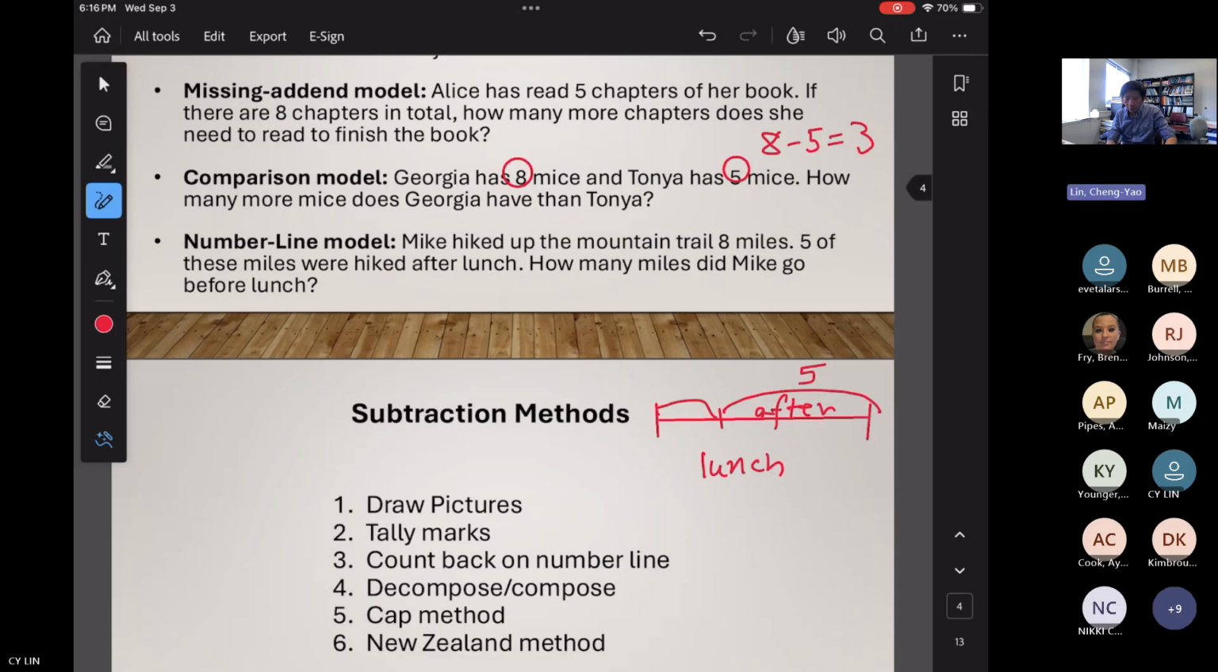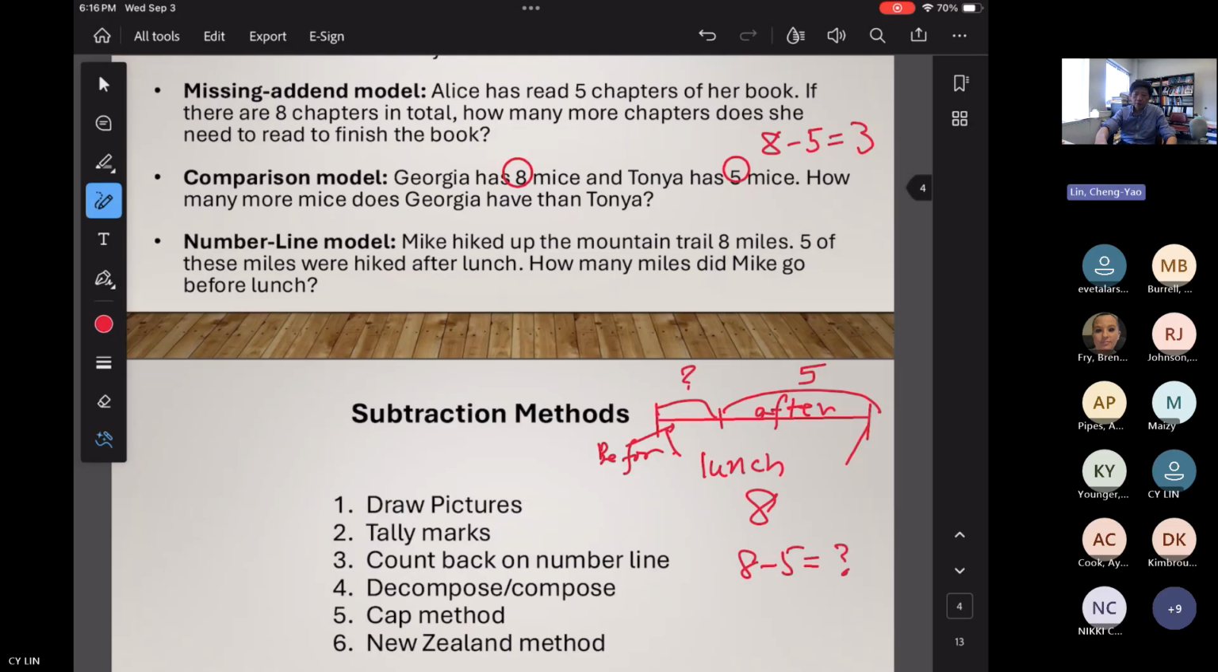Now before, right here, we don't know, right? But the total is how many? Is 8. So we take 8 minus 5. We can do finding out what's the unknown number, right? So sometimes using the number line, sometimes using the picture will help children to solve the problem, okay?